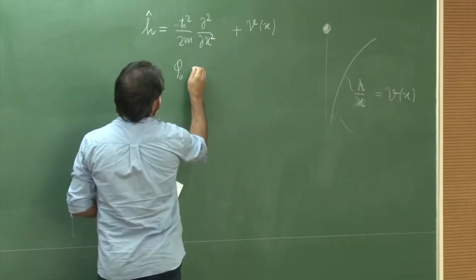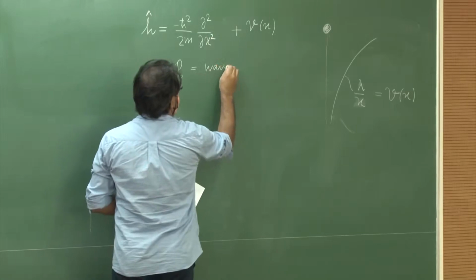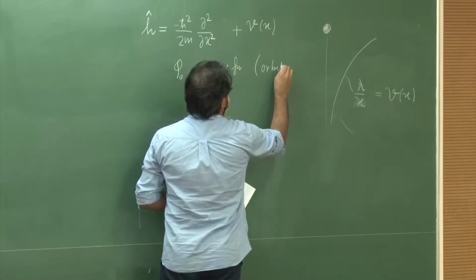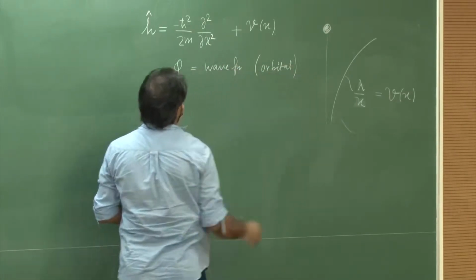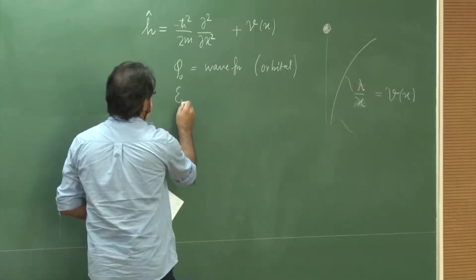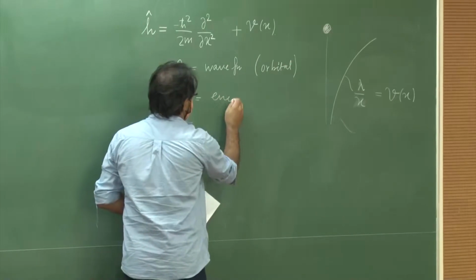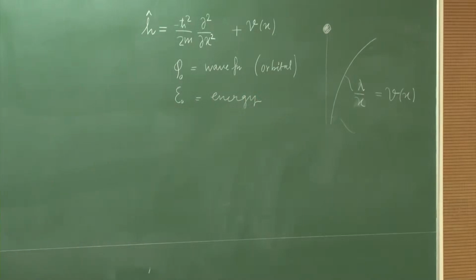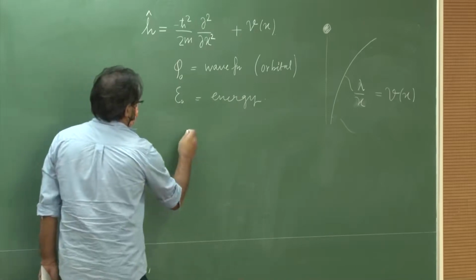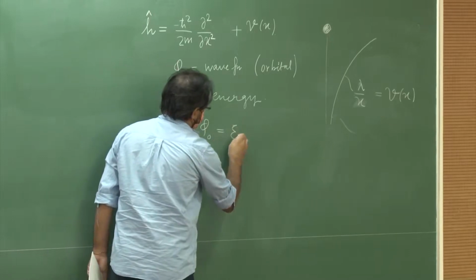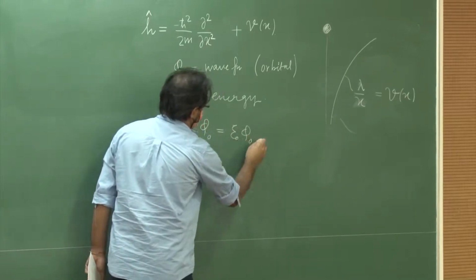That's the wave function. And we will call it an orbital, just to be on the same page as the other books. And let's say E naught is the energy eigenvalue. So basically, you can then say that H phi naught is equal to E naught phi naught.